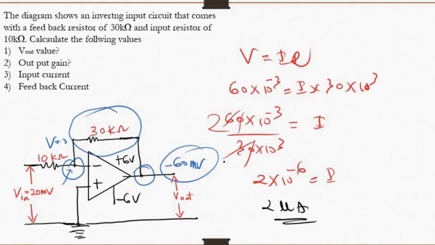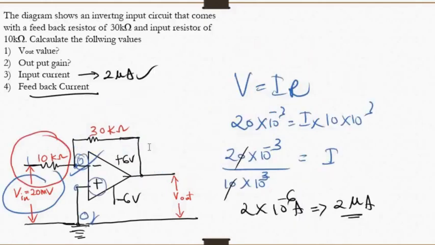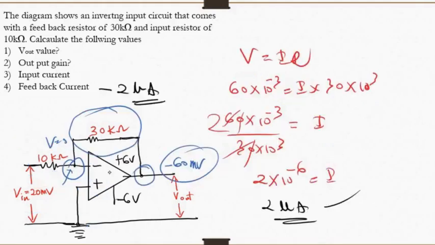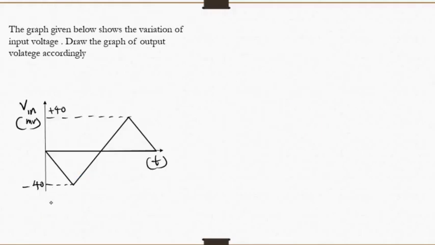Right, let's check whether we have written all things. 60 correct, and 10 to the power 3 is correct. It's 2 microamperes, and even input current we got as 2 microamperes. Right. We have finished the first part of the essay question and are moving into the second part. So in essay questions we will be getting many parts. Actually here we have only 2, but let's apply the values here.